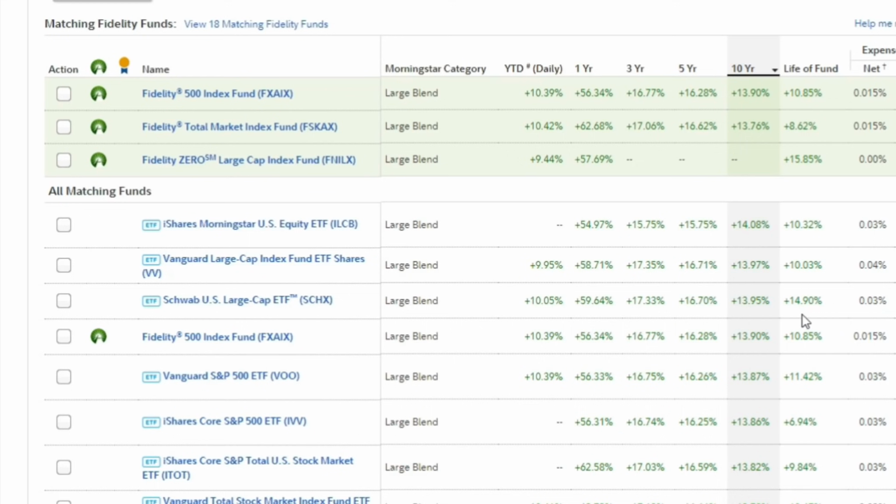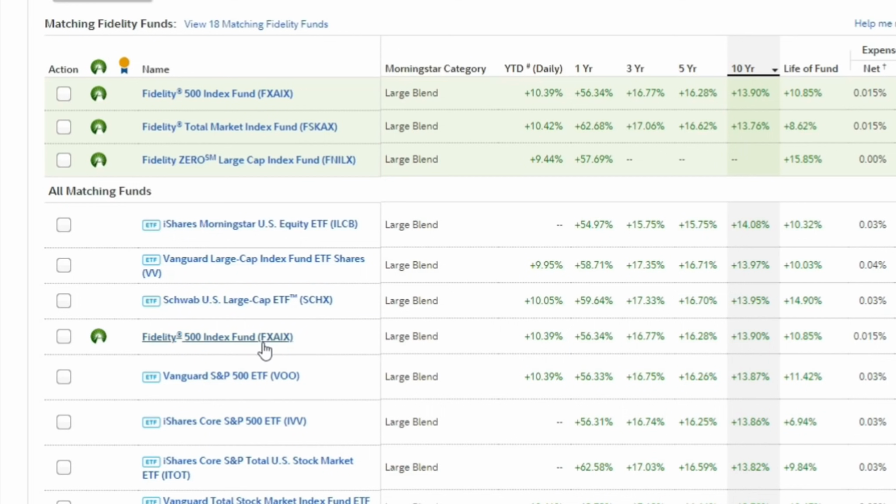And for the life of the fund, we're at 14.9%, whereas we're only at 10% here for ILCB from iShares and VV from Vanguard. So I'm not saying these are bad funds and that you shouldn't invest in them, but I've also got a lower expense ratio with Schwab than Vanguard. So ultimately, I chose the Schwab US Large Cap ETF, SCHX.